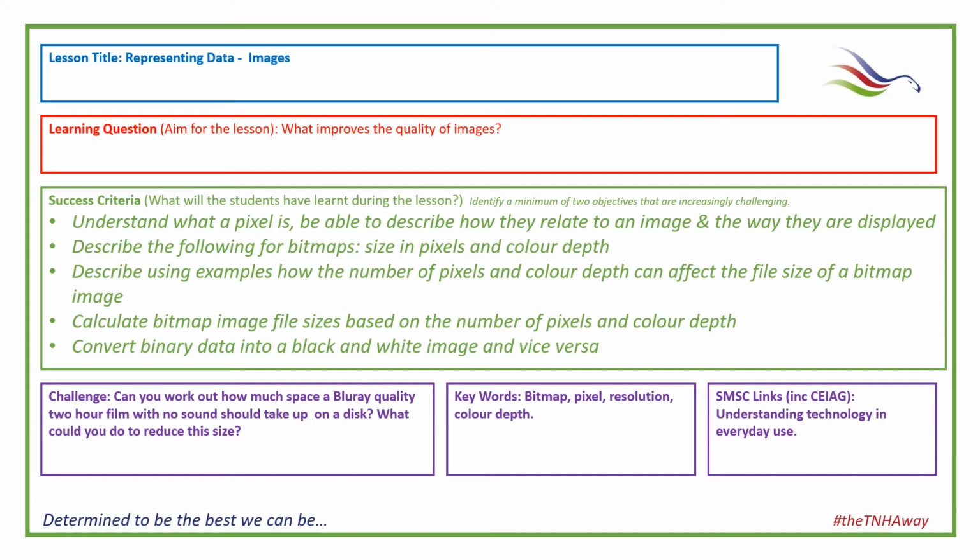Welcome to episode 3 in the series about representing data. This one's all about images. We're going to talk about what a pixel is and how they're used in images. Talk about bitmaps, work out the sizes of those using the resolution and color depth. We'll do some calculations to work out bitmap image file sizes. And then we'll use some simple binary data to make a simple black and white image.